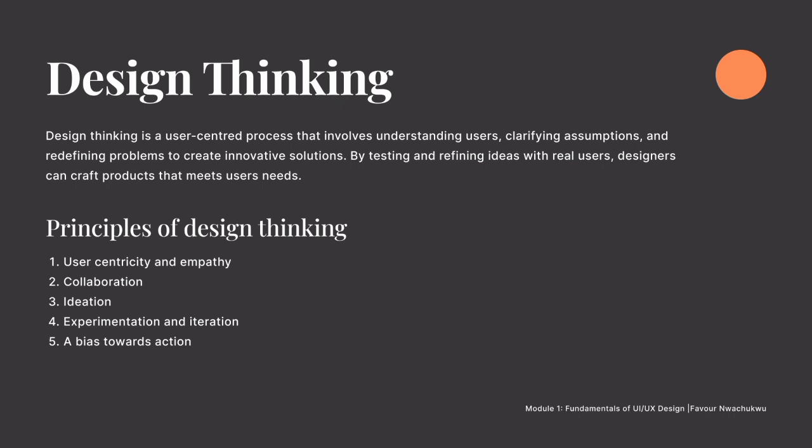Then five, a bias towards action. Whatever research you're doing in design thinking, the design should be very relatable to your UX. So it's action based. You're not just going to do your UX and let it be like that. You have to implement your UX in your design.